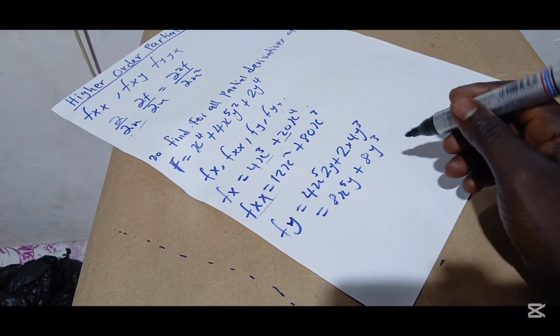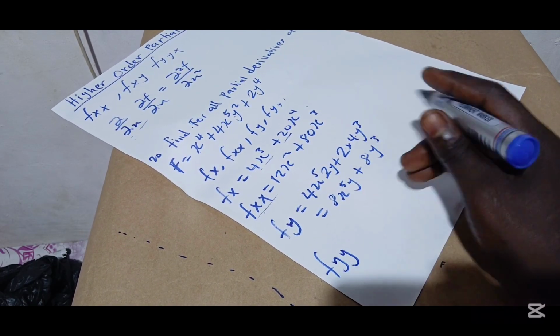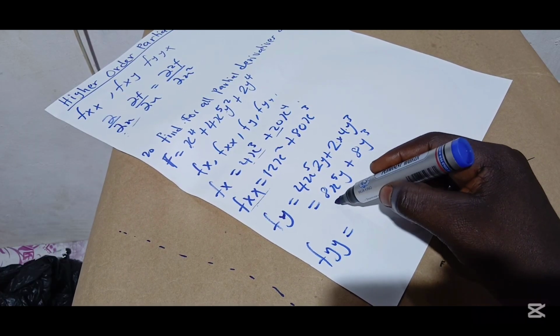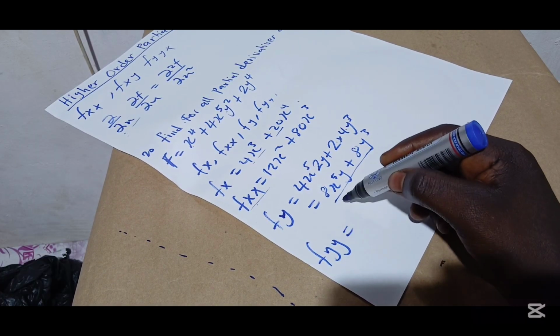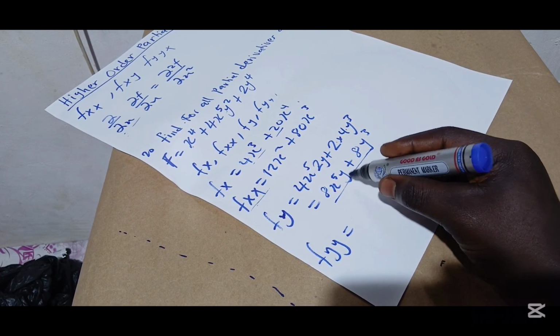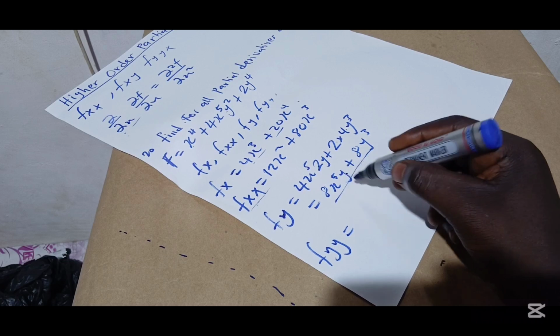So let's proceed. That is for fy. Let's look for fyy. So fyy, we are going to base on what we got for fy and then differentiate it again with respect to y. So now we have 8x to the power 5y here. Differentiating y to the power 1 gives us 1.